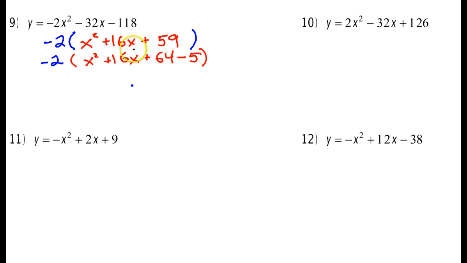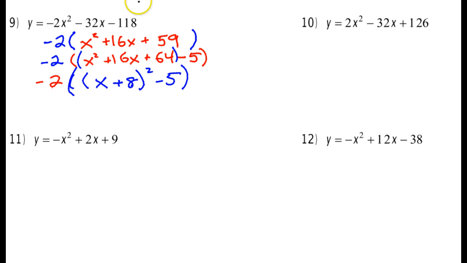So same idea as we just did above. We'll just have this negative 2 floating. Alright, keep going. These all factor to x plus 8 squared. Bring down the minus 5.